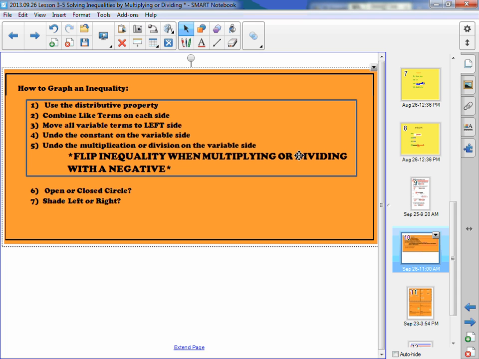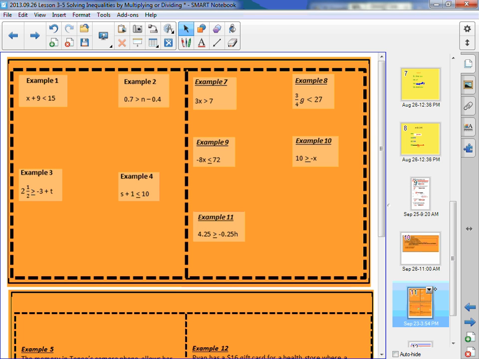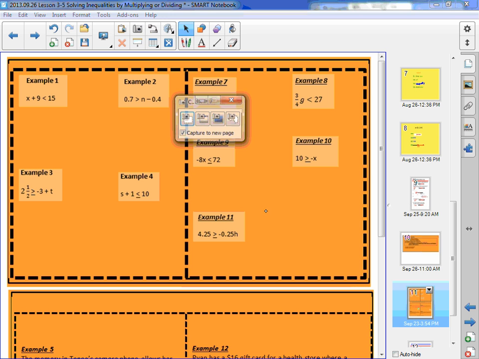Now, you don't need it right this second, but I do want you to be able to flip to it in just a minute, so just have it available. Okay? So flip back to that other page. We're going to start by looking at example 7 first.